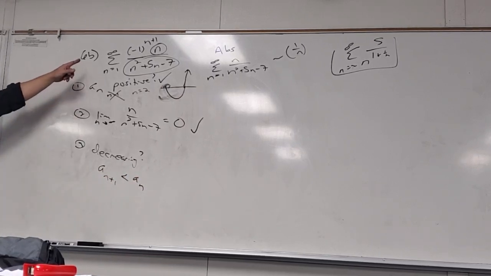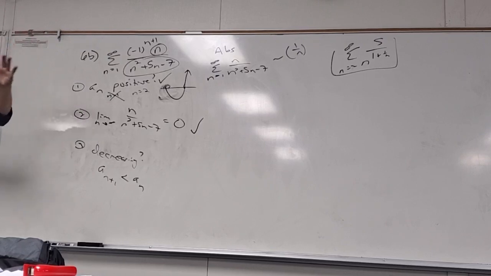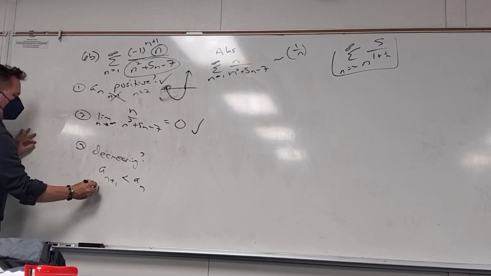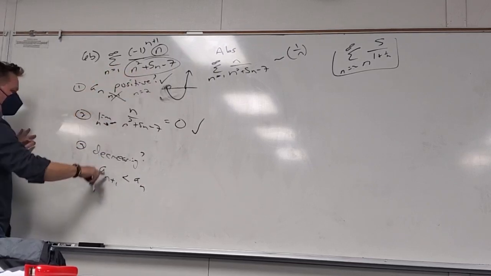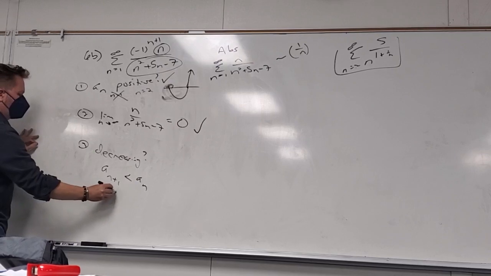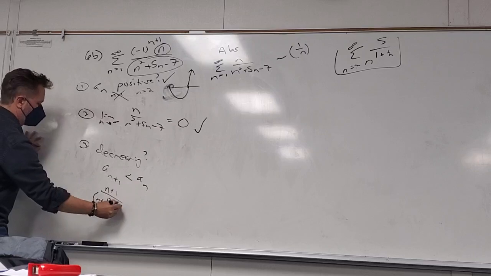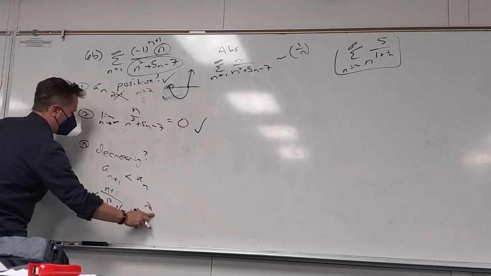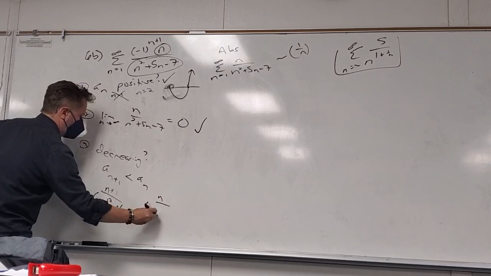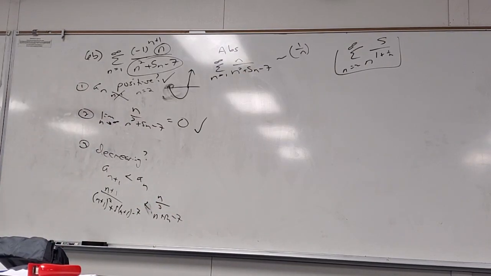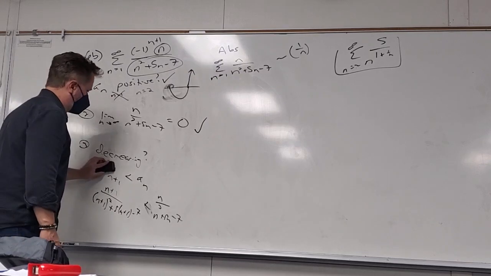That would really suck here. I really want you to understand. What's the next term look like? Here's the nth term. What's the n plus 1 term look like? n plus 1 over n plus 1 squared plus 5 times n plus 1 minus 7. And you have to show that that's less than n over n squared plus 5n minus 7. Not the most straightforward thing in the world to do, right? So I'd much rather just do a derivative.